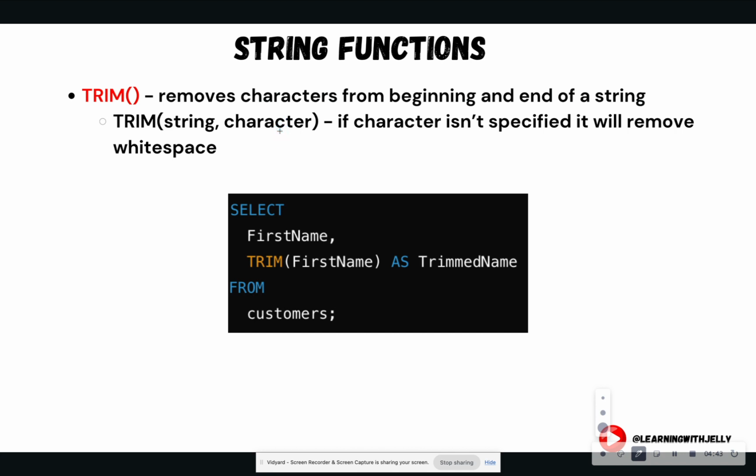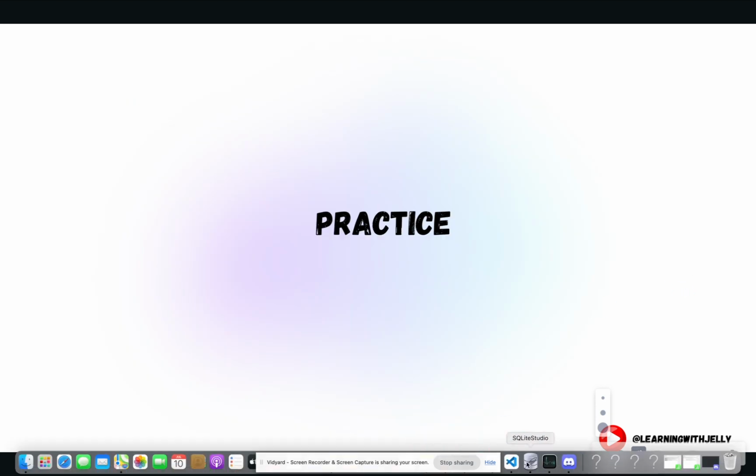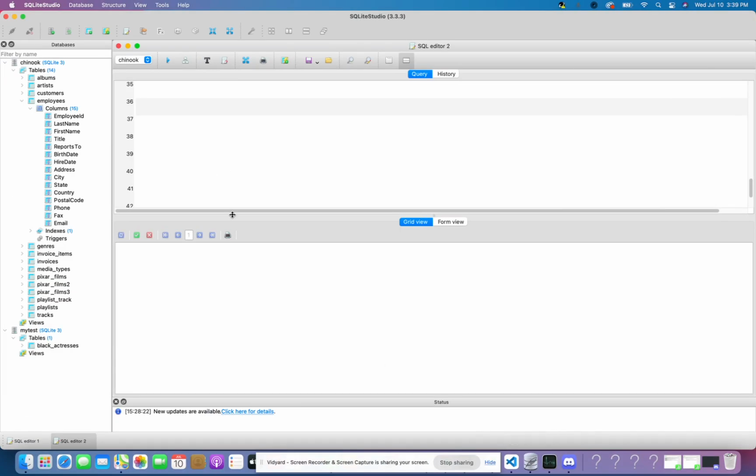So you can trim out hyphens, you can trim out semicolons, make sure that you put it in quotes. If you do not put the character here, it is automatically going to assume white space. So if the character isn't specified, it will remove any white space. We didn't have white space in the first name column, but if we did have white space at the end or the beginning, we can trim that first name column and actually standardize it. So let's go ahead and hop into SQLite Studio to get some practice.